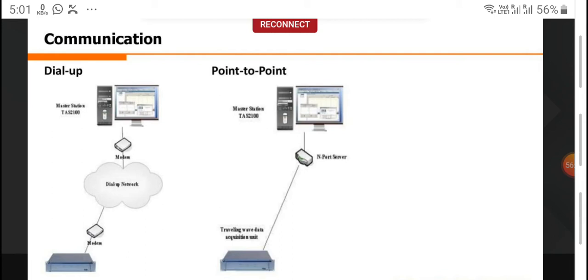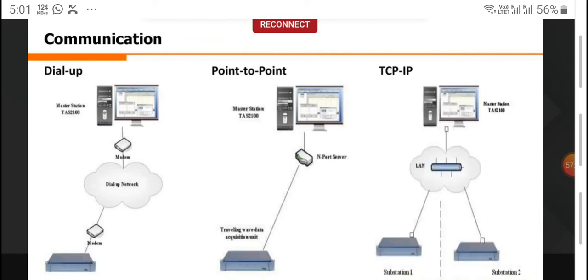These are your data acquisition units, the DAUs I have been telling you about, and the monitors as you are seeing over here are your master stations. So these are the communication types that are available. Then we have Ethernet communication, so they can communicate with the master station using a LAN. That is being depicted in the system.